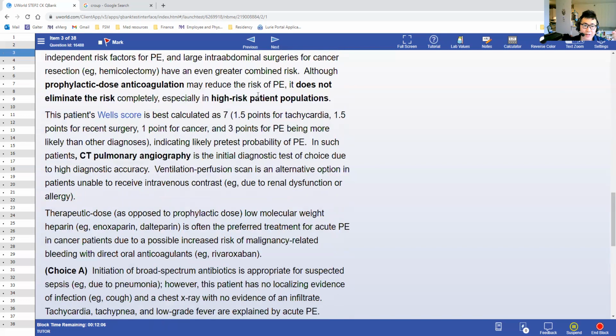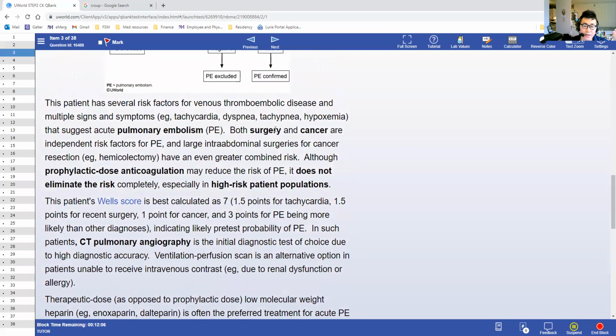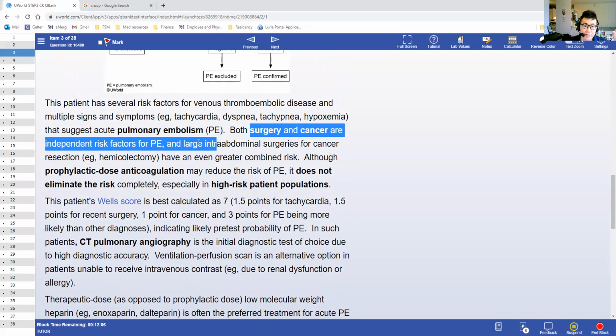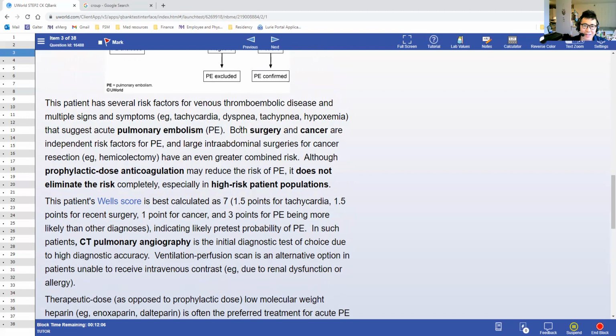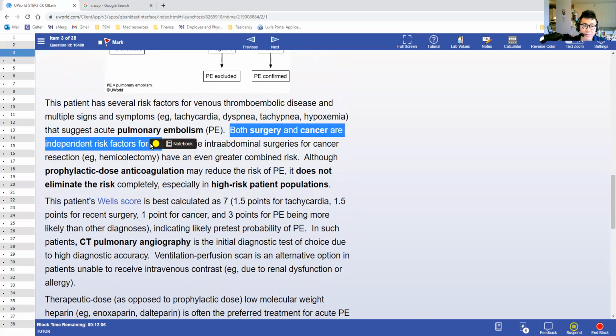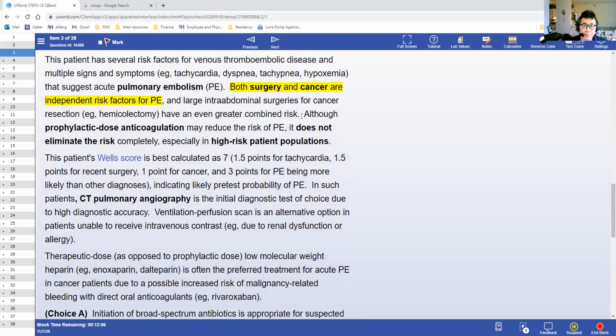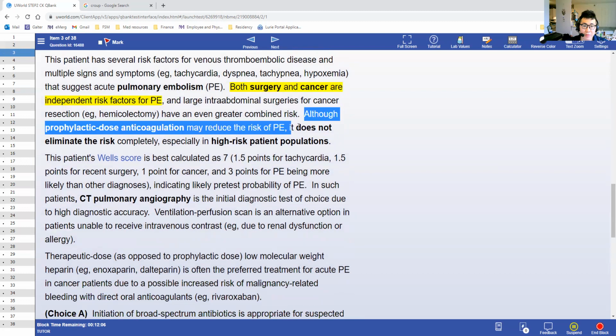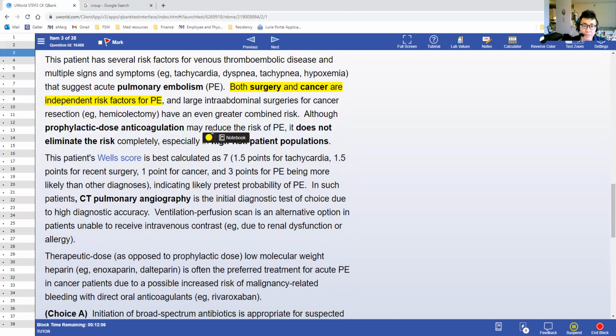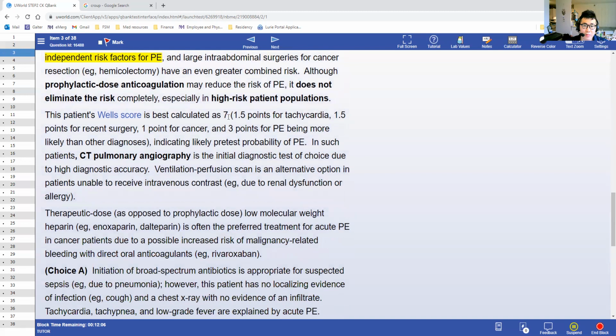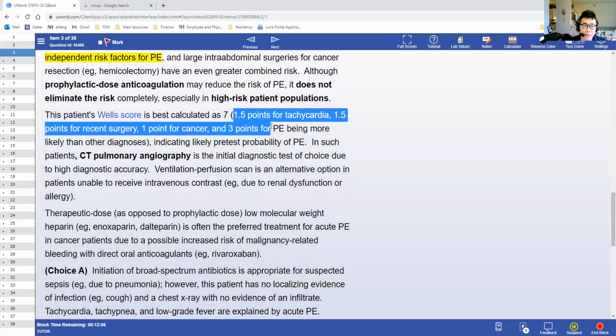Oh, I forgot that she had cancer. So if you include cancer, then I guess she doesn't technically have it anymore. But okay, both surgery and cancer are independent risk factors. A prophylactic dose may reduce the risk of PE, but does not eliminate the risk completely. The Wells score is 7: 1.5 for tachycardia, 1.5 for risk of surgery, 1 point for cancer, and 3 points for PE being more likely than other diagnoses.